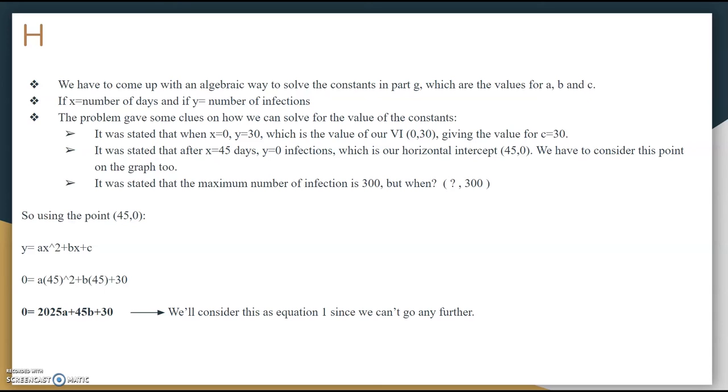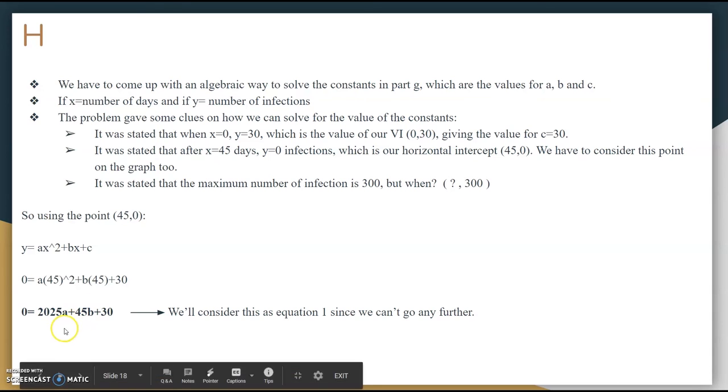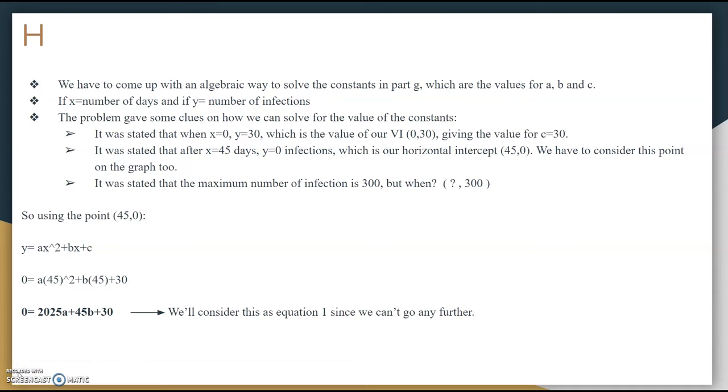It was also stated that the maximum number of infections is 300, but we don't know when, so it's (?, 300). We need to find the value of x. Okay, so now let's start by just using the point (45, 0). The quadratic function is y equals ax squared plus bx plus c, and then we just have to substitute 45 and 0. So 0 equals a times 45 squared plus b times 45 plus 30. And now we have the first equation: 0 equals 2025a plus 45b plus 30. We can't do much with this equation since we have two unknown values, the value of a and b.